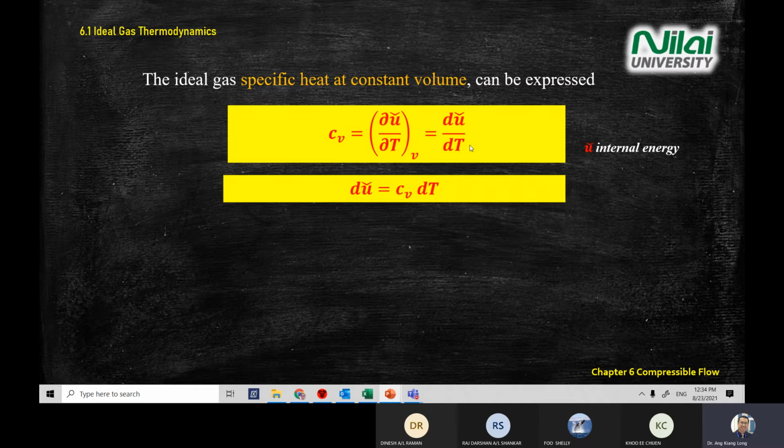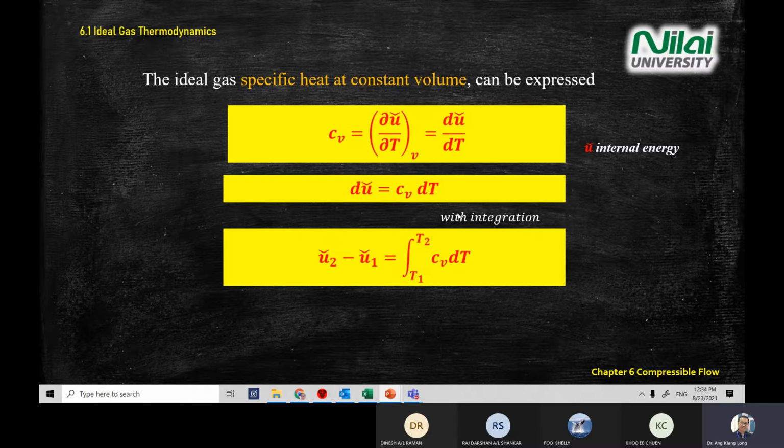So if you rearrange the equation, you pull dT to the left-hand side, you get CV dT equals a small change of internal energy. So you want to get the total internal energy. What you do, you just add an integration sign on both sides. You integrate d of something, you get the full value of that one. Okay, so integration, you get this form. U2 minus U1 equals the integration of CV over temperature, T1 to T2.